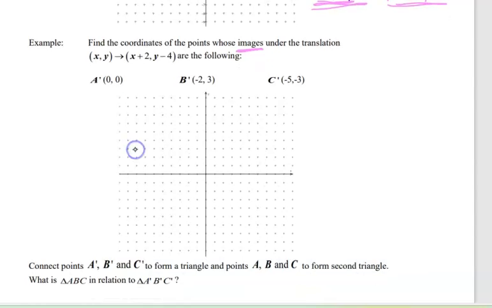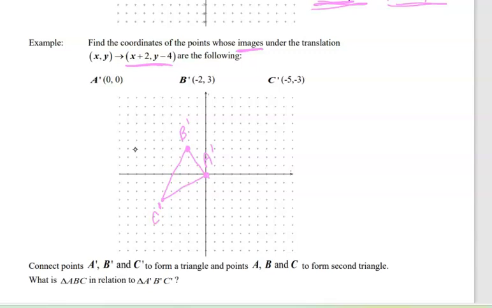And so A prime is here at 0, 0. B prime is at -2, 3. And C prime is at -1, then counting 1, 2, 3, 4, 5, -3. That is where C prime is located. And I'm going to go ahead and connect these into a triangle. But here is the image. Now this is how this was translated. This is how this was shifted.